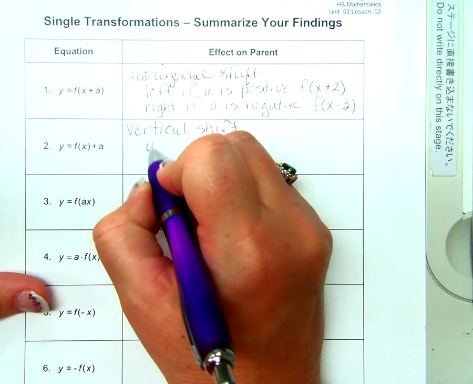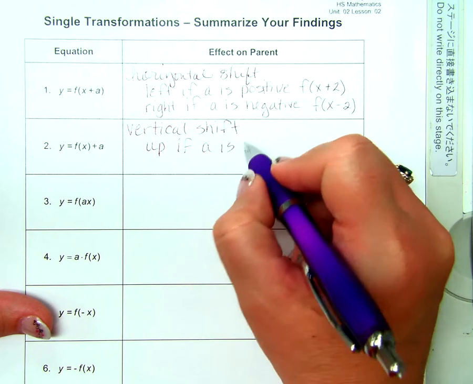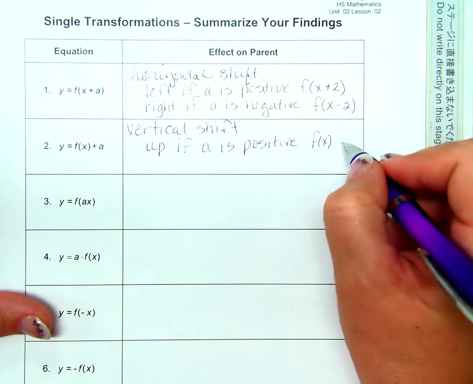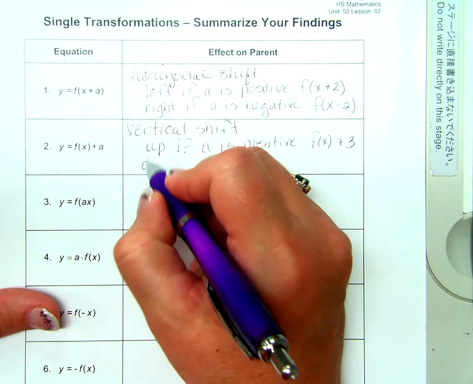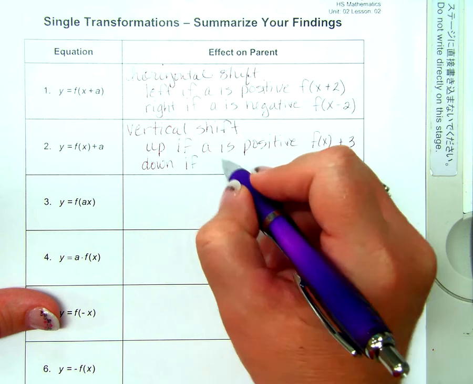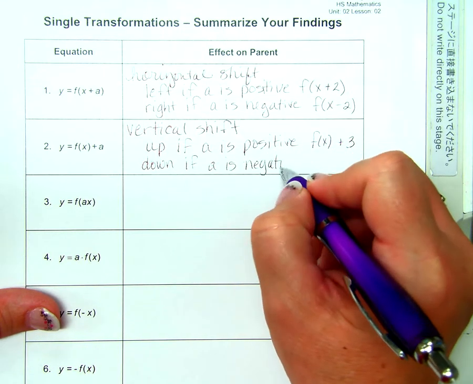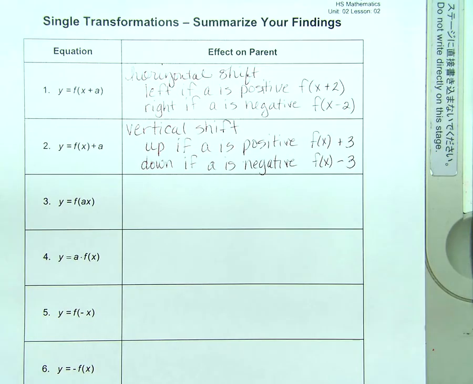So how is it going to move up? Up if A is positive. Like f of x plus 3. Okay? And down if A is negative. Very good. For example, f of x minus 3. Okay?